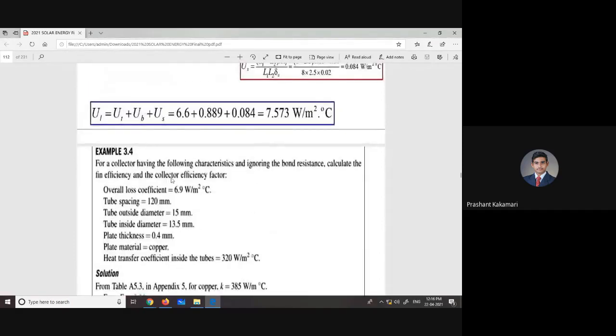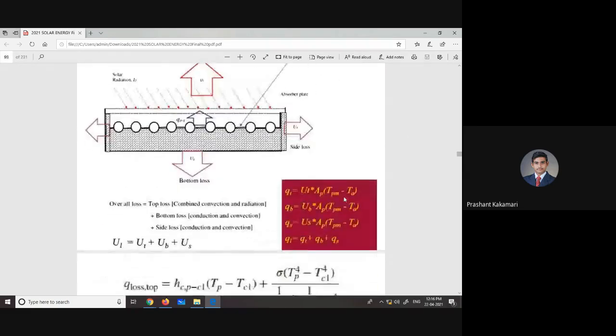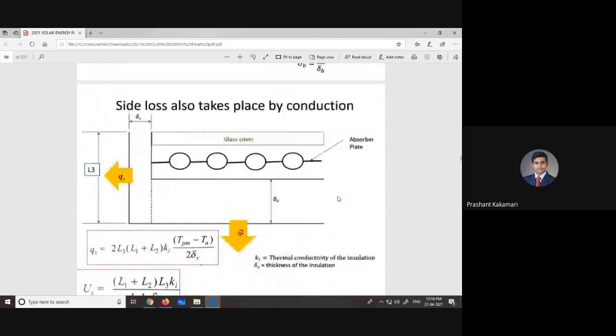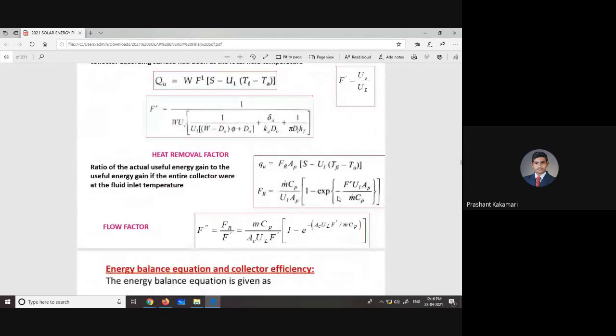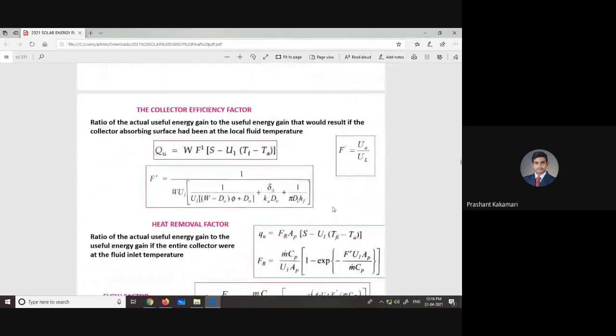Next, we need to find out collector efficiency factor. So this we can define, or already I have shared in one video. There we have defined the collector efficiency factor. How to write that collector efficiency factor? You can see here. Collector efficiency factor, or one more factor is there, heat removal factor also. That may be also asked. Here you can see the collector efficiency factor. What is that collector efficiency factor F dash?